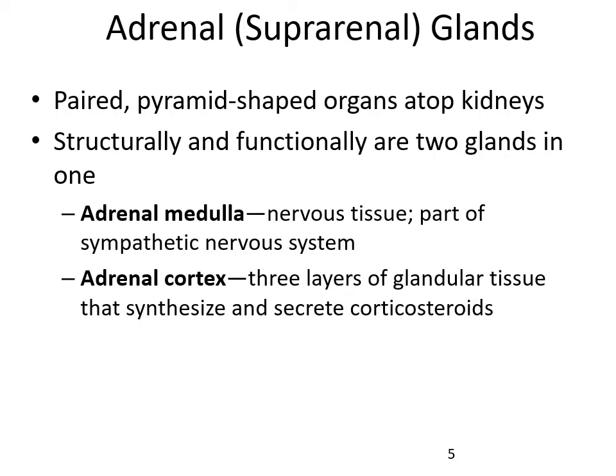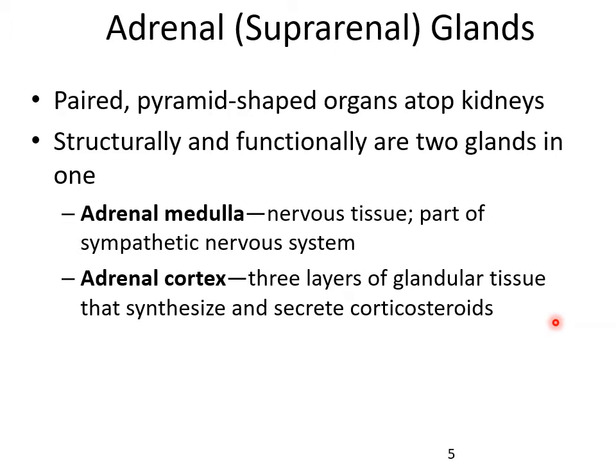Now, the adrenal glands are also called suprarenal because they're above the kidneys, and they're paired. They're pyramid-shaped. Like I said, they're on top of the kidneys, and they're actually 2 glands in one. The inner part is called the adrenal medulla. That's nervous tissue and is part of the sympathetic nervous system. The adrenal cortex is a glandular type of tissue. It has 3 layers, and it synthesizes and secretes what are called corticosteroids.